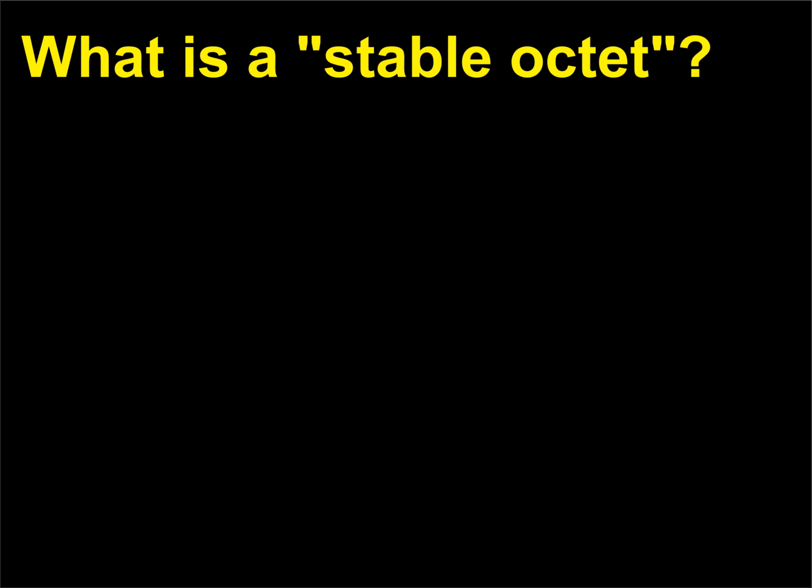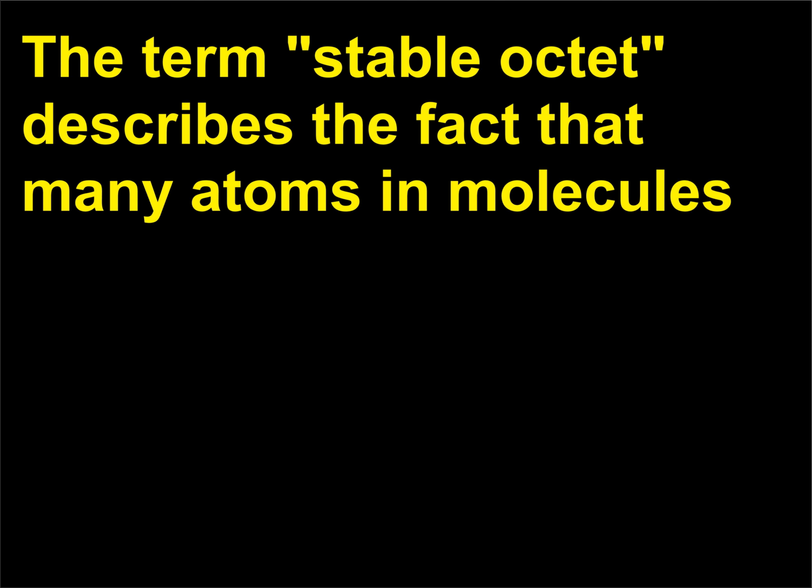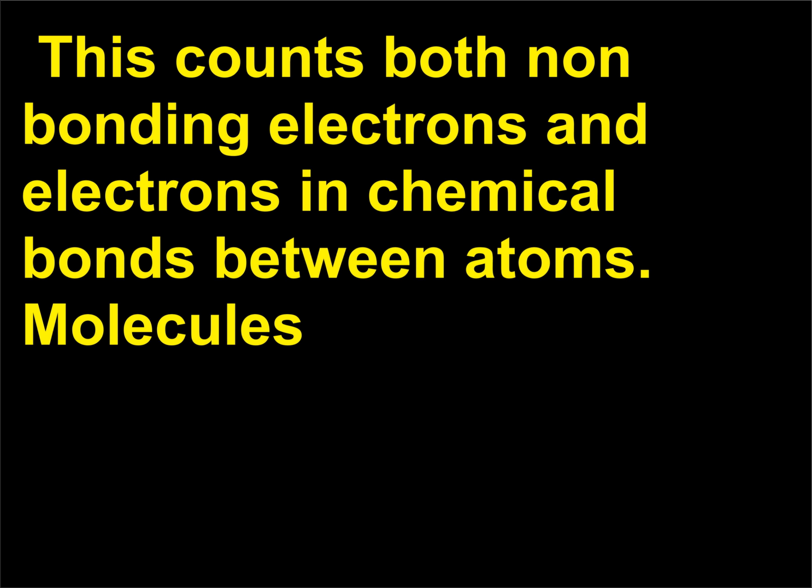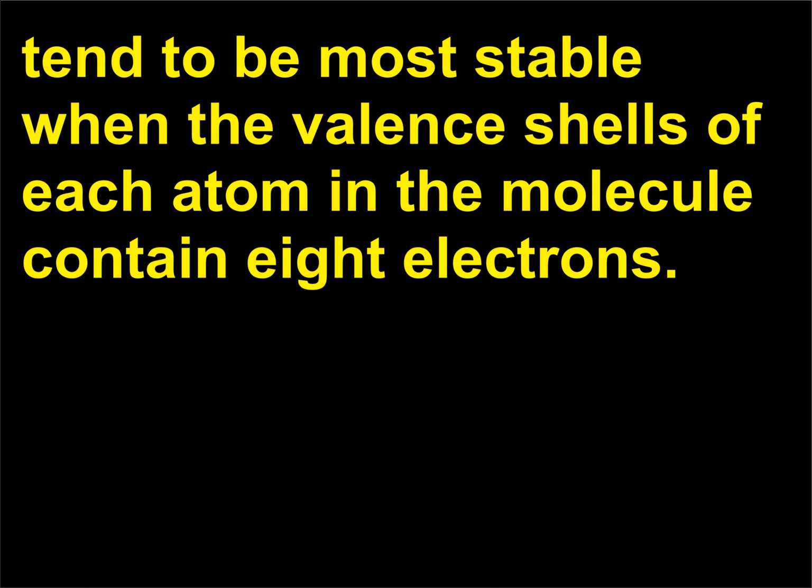What is a stable octet? The term stable octet describes the fact that many atoms in molecules are most stable when the valence shell contains effectively 8 electrons. This counts both non-bonding electrons and electrons in chemical bonds between atoms. Molecules tend to be most stable when the valence shells of each atom in the molecule contain 8 electrons.